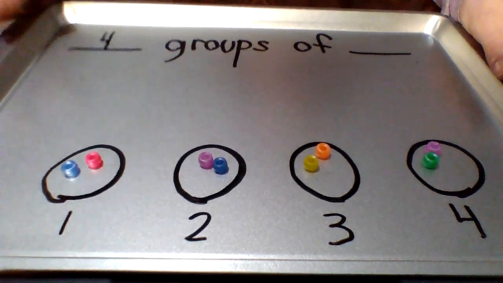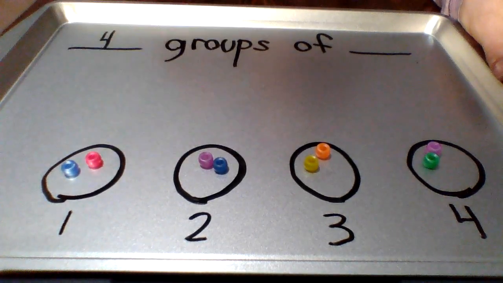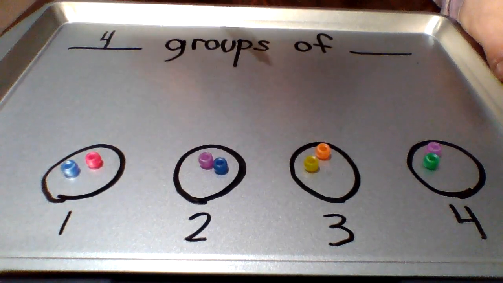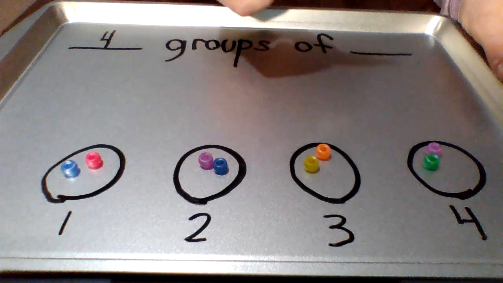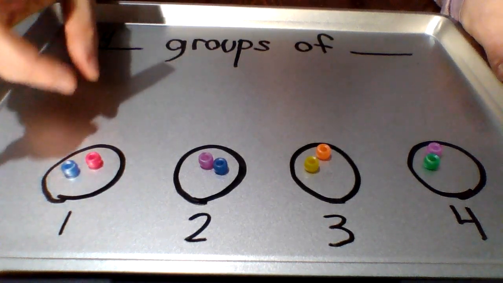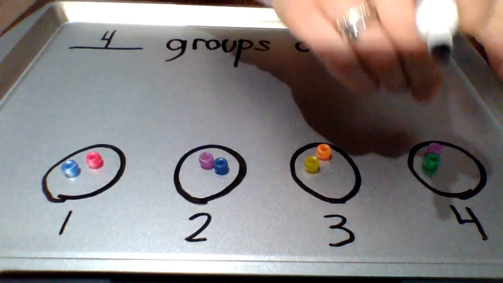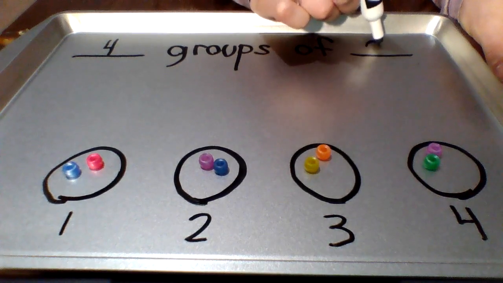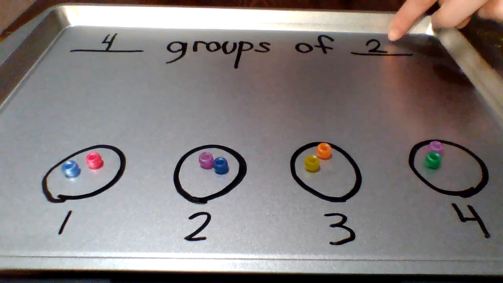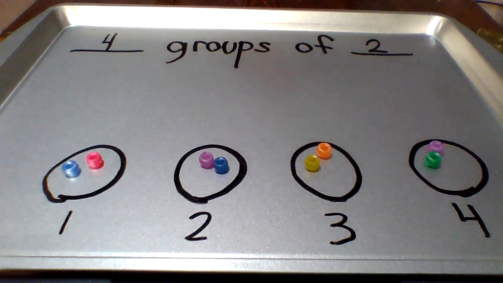And how many beads do you have in each group? There's 2 beads here, 2 beads here, 2 beads, 2 beads. So in each group, there are 2 beads. So you're not adding them yet. You're just looking at the number of beads you have in each group. There are equal amounts. So you have 4 groups, 1, 2, 3, 4 groups of, in each group, there are 2 beads. Okay?